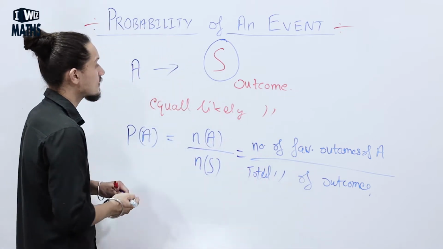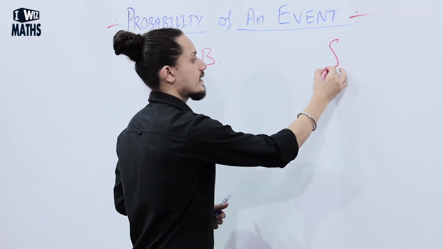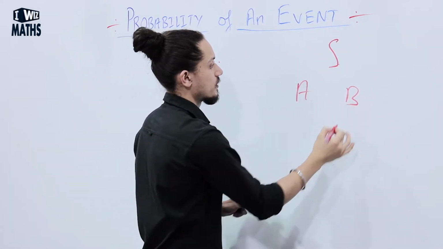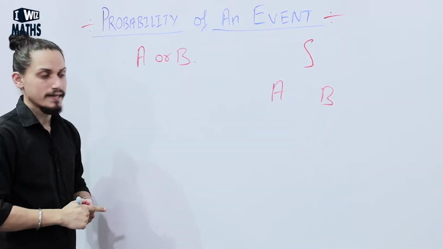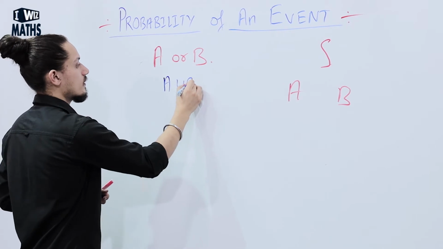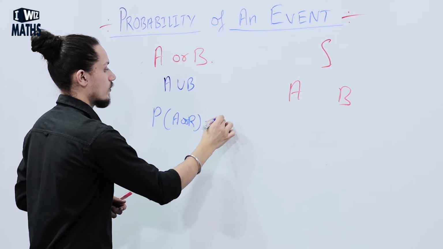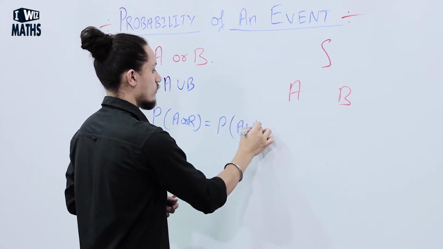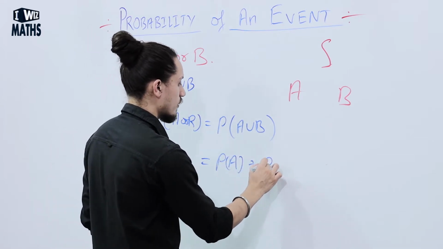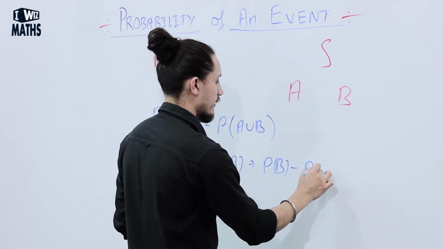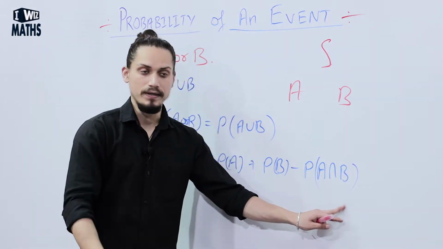Okay, now next is the probability of event A or B. Suppose again we have a sample space S and two events A and B associated with this sample space. So the probability of A or B, which implies A union B, is equal to the probability of A plus the probability of B minus the probability of A intersection B, which is the probability of A and B.